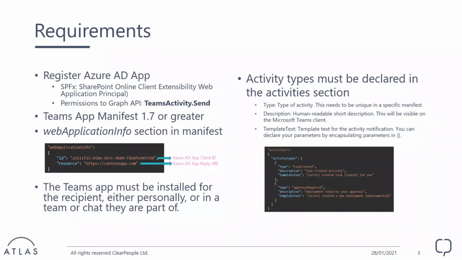And for each activity type, you need to specify the type, which is just a unique name in the manifest, a short description, and then the important part, which is the template text. And this is the template that you're going to use later when sending the notification. And you can specify tokens, and then later when sending the notification, you pass the real values that you want to replace in the template.